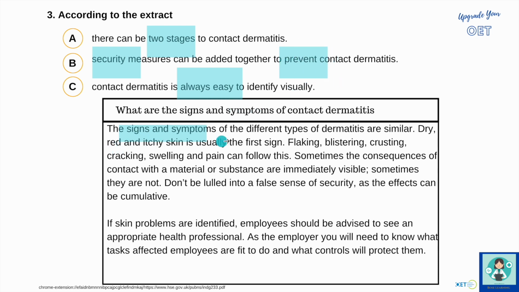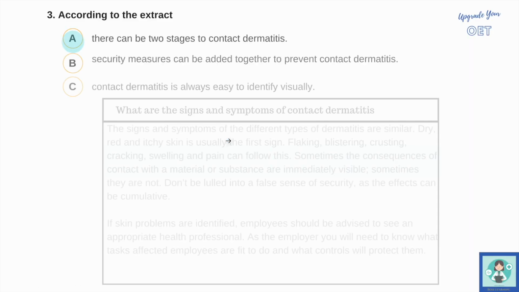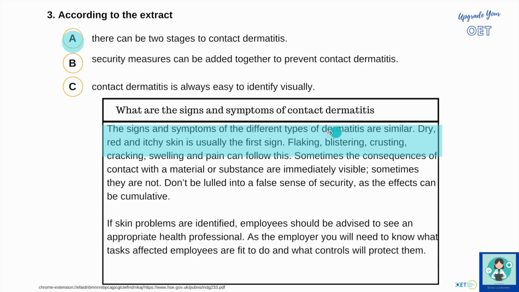And here, signs and symptoms is the thing that we're going to be looking for, are very similar. Dry, red, and itchy skin is the first sign. Flaking, blistering, crusting, etc. can follow this. So there are two stages. There can be two stages here.